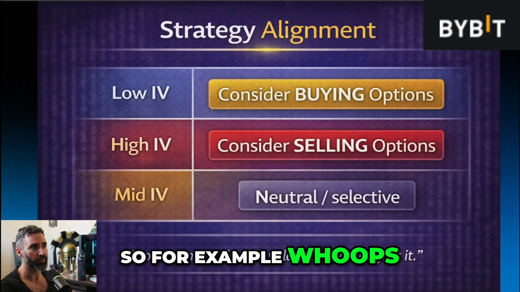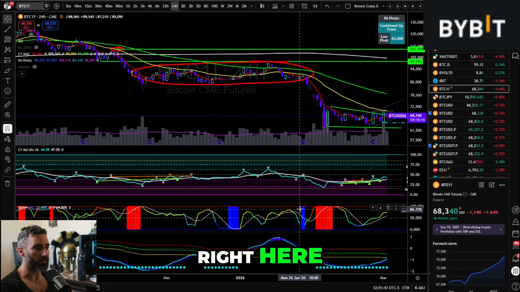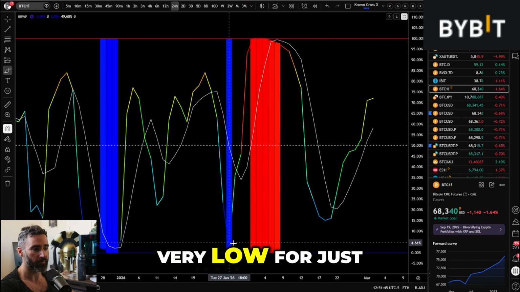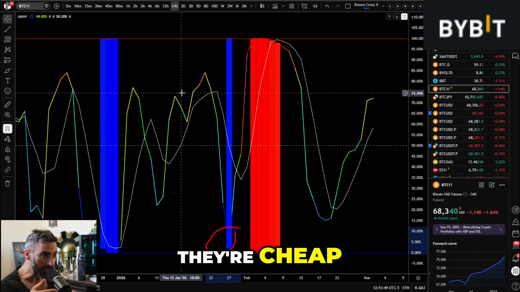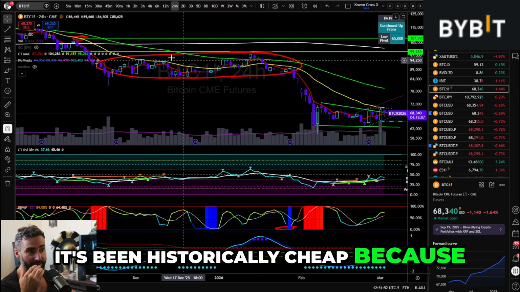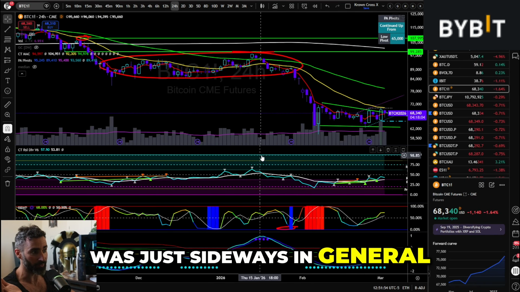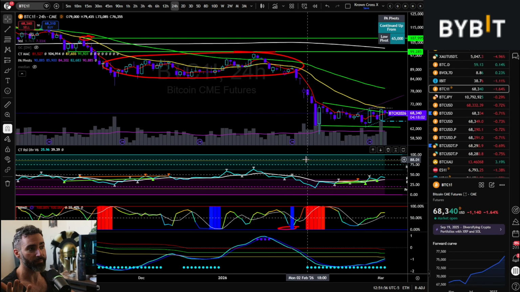So, for example, right here, when volatility was very, very low for just a moment. Well, if you're ever going to buy an option, that's a time to do it. They're cheap. It's been historically cheap because during this period it was just sideways in general. And what do you know? From there, things did break out.